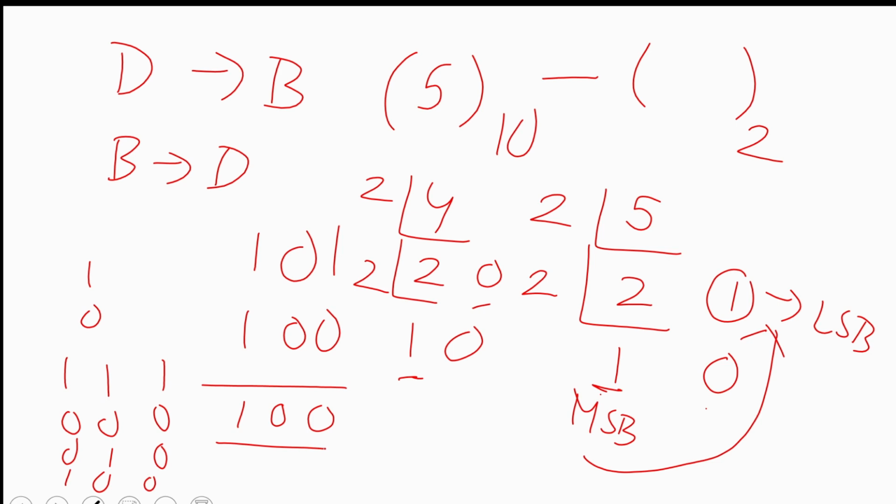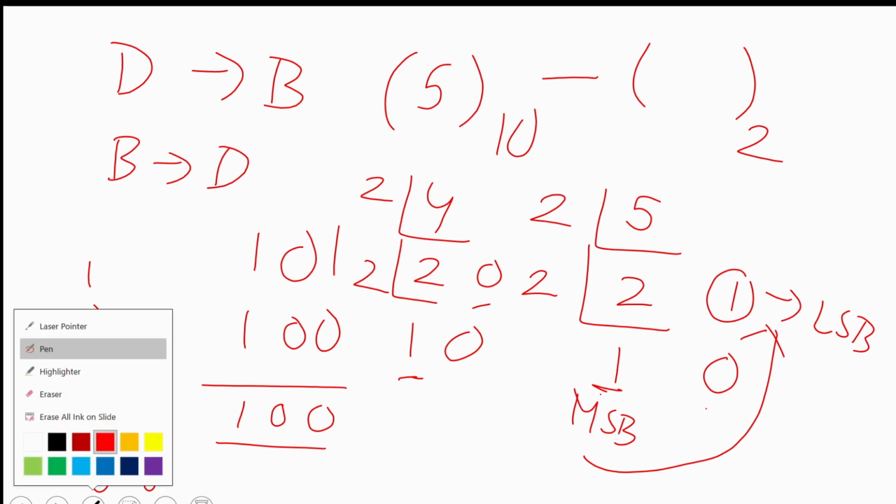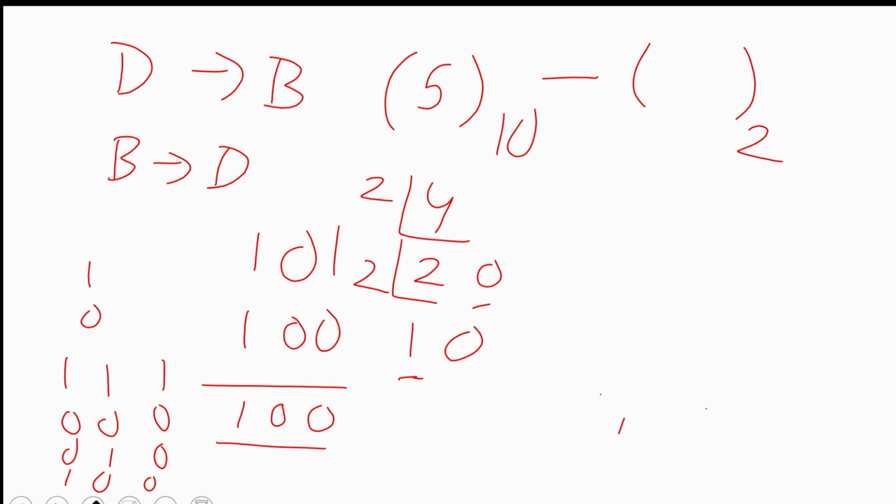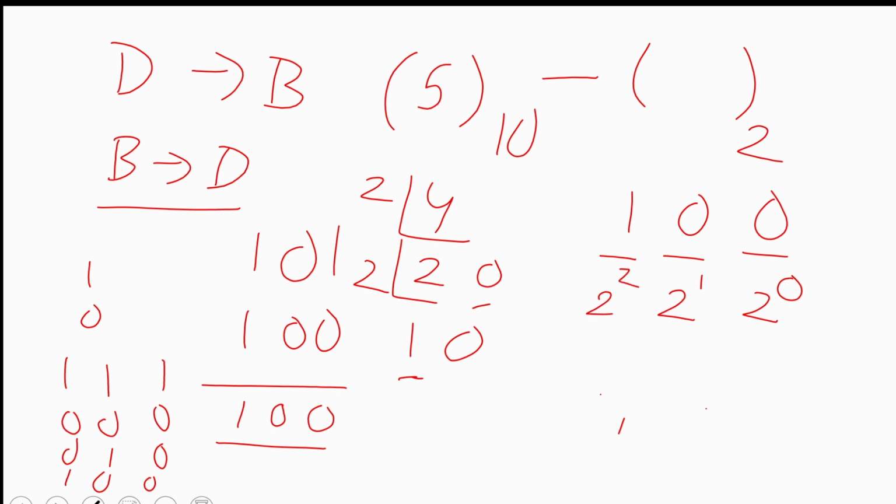This 100, you need to convert into a decimal number. Now I want to convert this binary number into a decimal number. How do I do it? For every digit you will have a weight. The LSB will have the weight 2 to the power 0. The next one will have the weight 2 to the power 1. The next one will have the weight 2 to the power 2. So you need to multiply each digit with its weight and then do the summation.